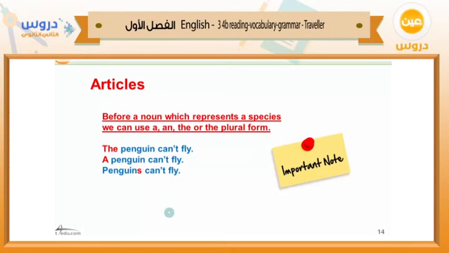Also, one important note for the article: before a noun which represents a species, so it talks about a kind of living creature, we can use either a, an, the, or the plural form, such as in the following example. We can say the penguin cannot fly, or we can say a penguin cannot fly. Why? Because penguin is a species, it's a creature, it's a living thing. Or in general, penguins cannot fly.